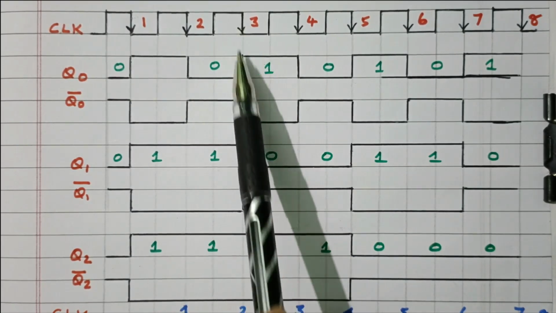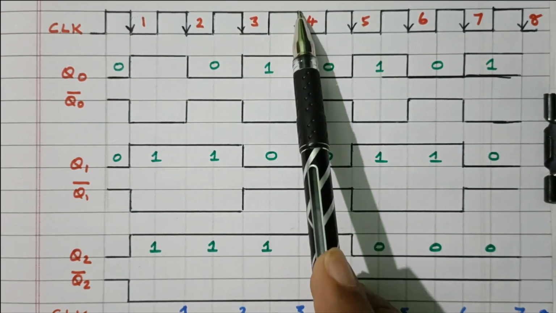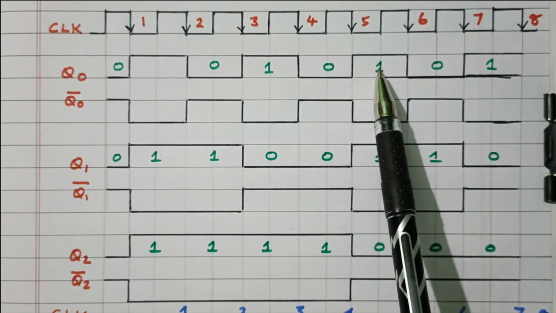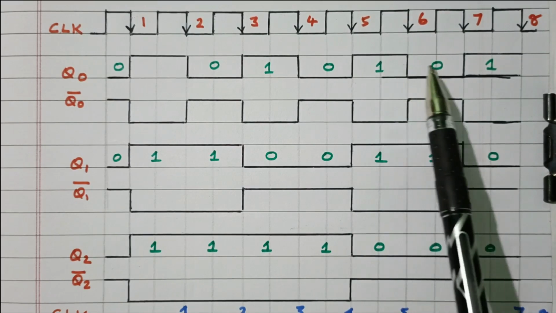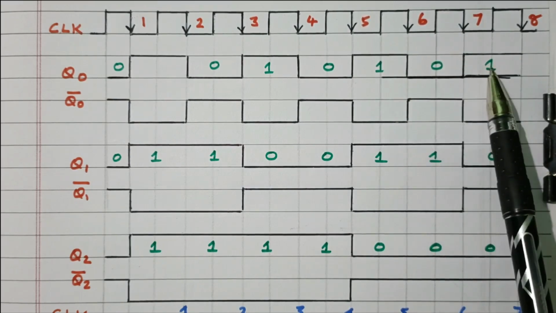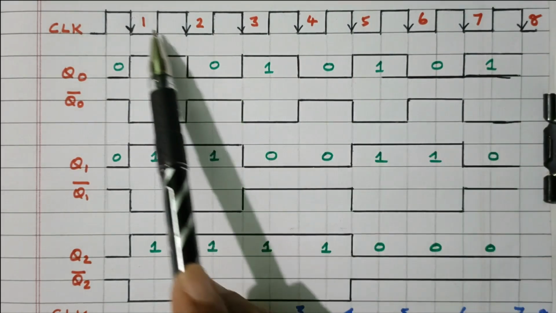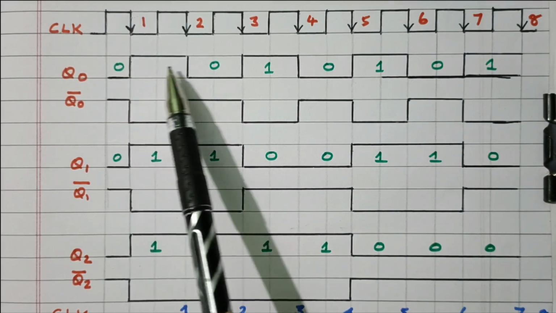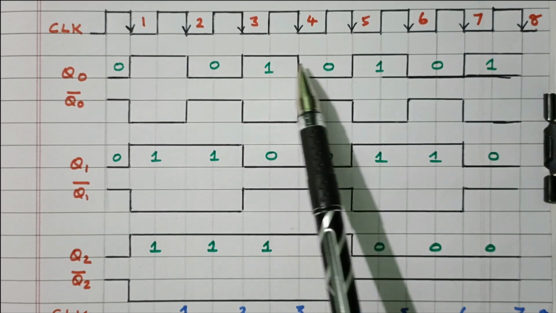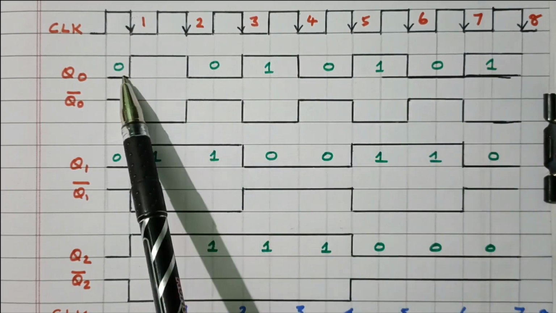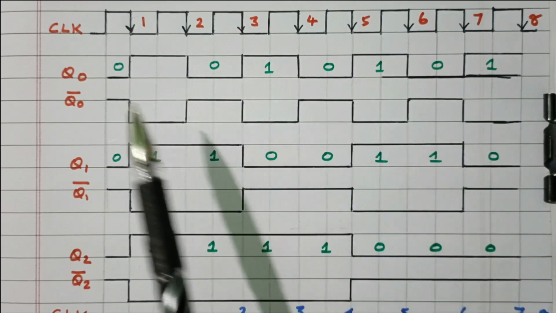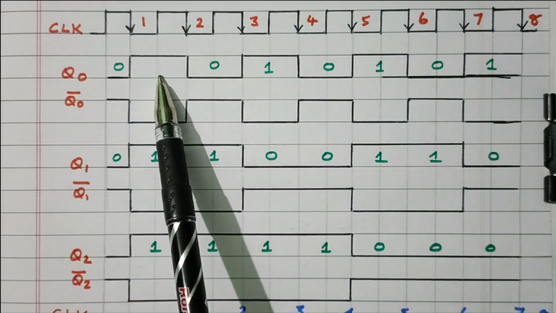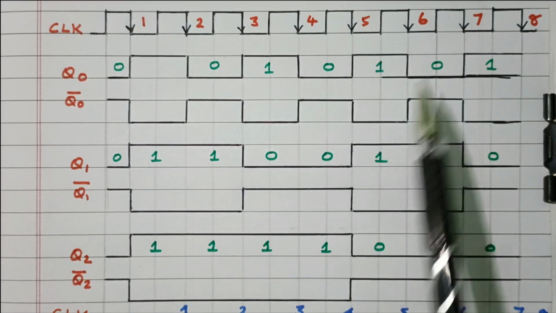During the next negative edge, 0 changed to 1. During the next negative edge, 1 changed to 0. During this negative edge, 0 changed to 1. Now during this negative edge, 1 changed to 0. So every negative edge, the state changes: 0 to 1, 1 to 0, 0 to 1, 1 to 0, like that, right? So the clock pulse is connected to the first flip-flop, and every negative edge, the state of the flip-flop changes.